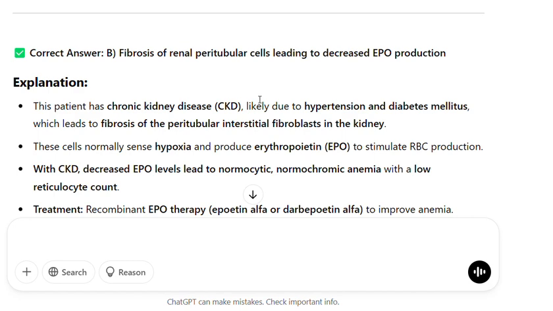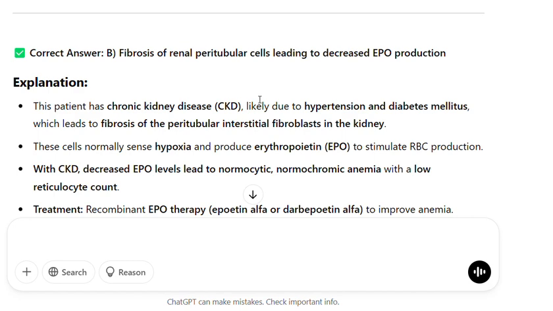These cells normally sense hypoxia and produce erythropoietin, EPO, to stimulate RBC production. With CKD, decreased EPO levels lead to normocytic normochromic anemia with a low reticulocyte count. Treatment, recombinant EPO therapy, epoetin alpha or darbepoetin alpha, to improve anemia. Why the other options are incorrect.